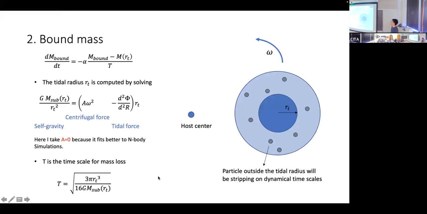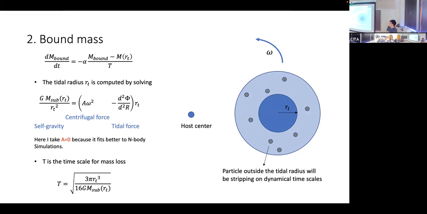And then the second thing is the mass loss. So we look at the evolution of the bound mass. We first compute the tidal radius, which is computed from this equation here. The left hand side of this equation shows the self-gravity from the halo. The first term on the right hand side shows the centrifugal force, and the second term on the right hand side shows the tidal force from the host.